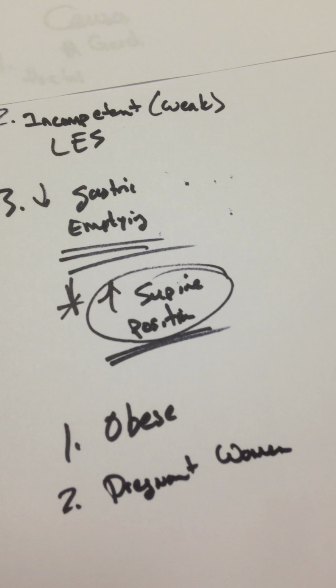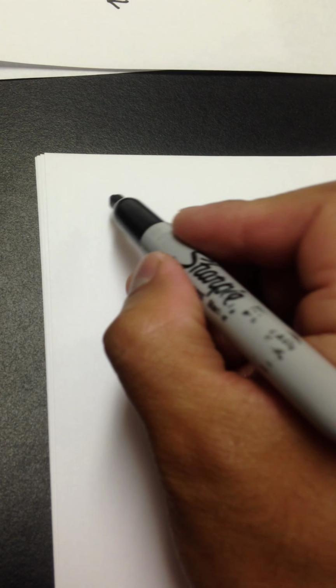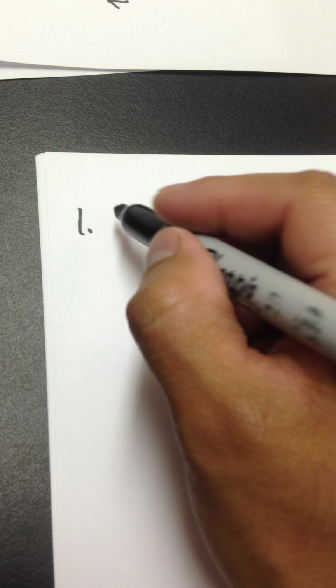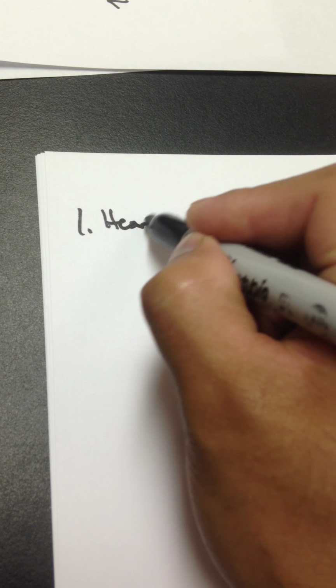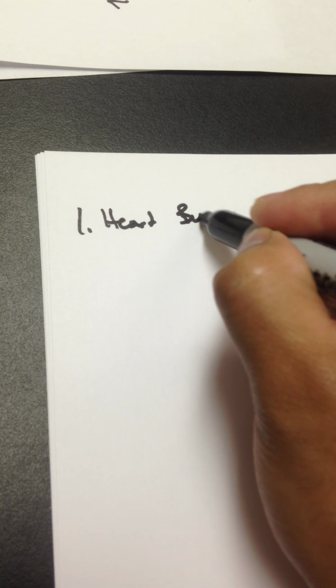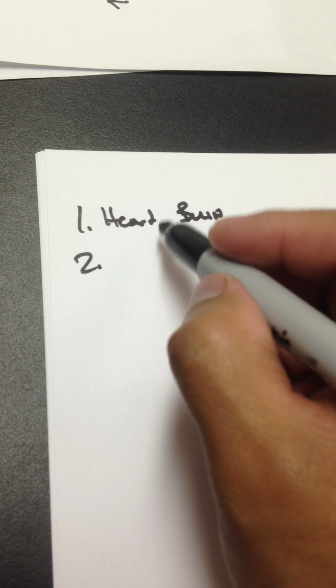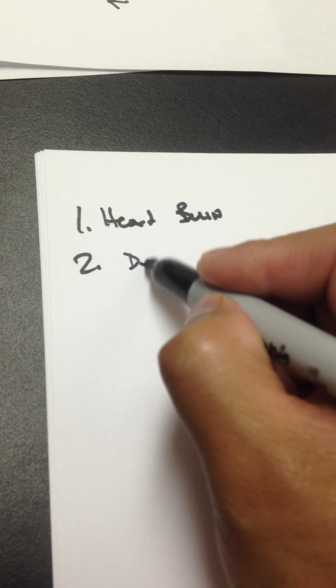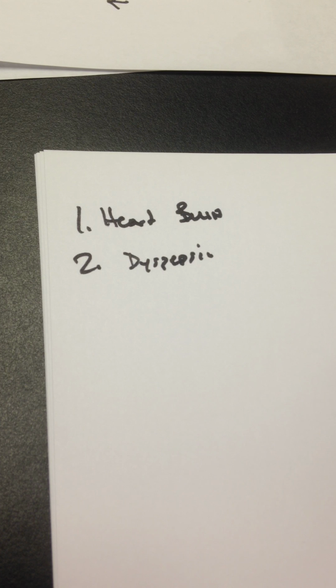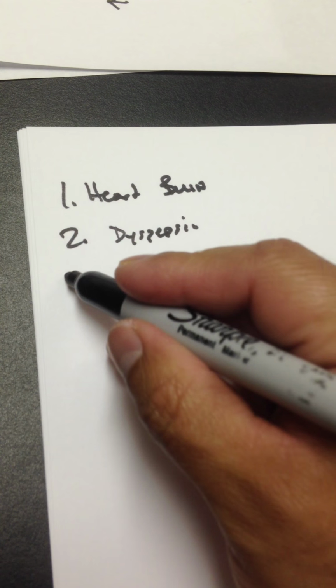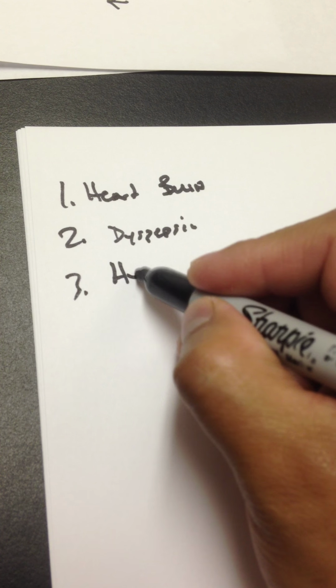Now, what are some clinical manifestations? Again, this is what you want to focus on for your NCLEX. Number one, heartburn. Number two, something called dyspepsia. And all that is indigestion or upper abdomen pain. That's all dyspepsia is. Three, hypersalivation.